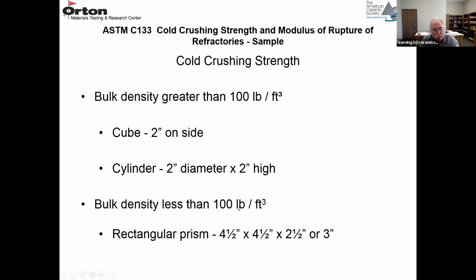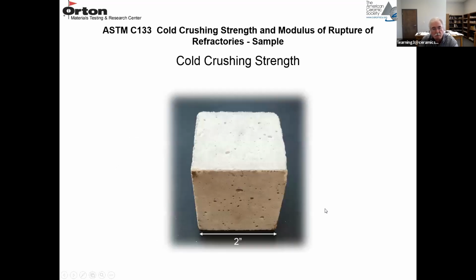If it's a weaker material of lower density, you use a larger sample, usually a half of a 9-inch straight, which is about 4.5 by 4.5 in cross section and 2.5 or 3 inches in thickness. This is a typical cold crushing cube. It's 2 inches on a side. So that's what a typical sample would look like.